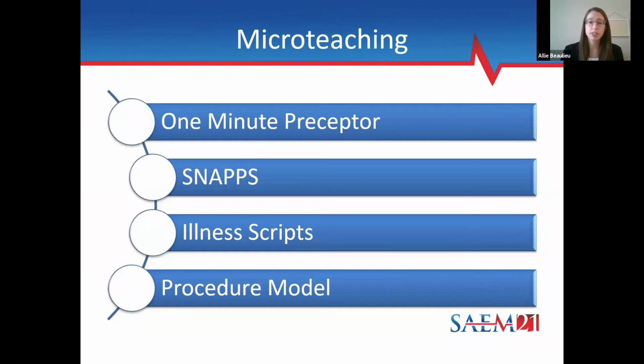In terms of micro-teaching, we're going to talk about the following strategies. Micro-teaching is defined as the approach to teaching a general principle in 5 minutes or less. We're briefly going to touch upon the 1-minute preceptor, SNAPS model, illness scripting, and the procedure model. And as we go through each one, please feel free to share your prior experiences in the chat. You know, what's worked well, what could have gone better. In addition, if there's a model that you use that you really like, please share it. I think we're all here to learn and would love to hear about it.